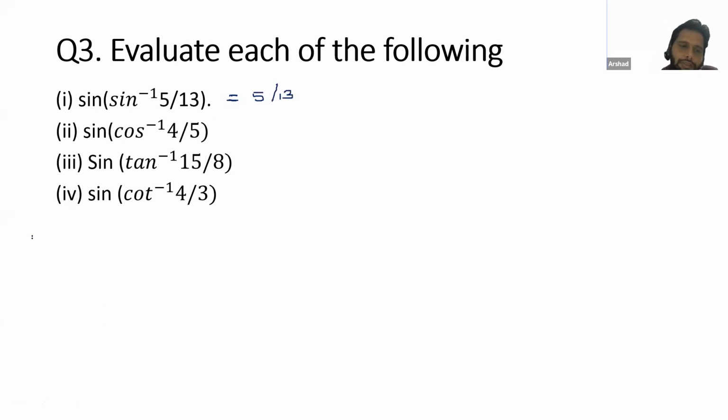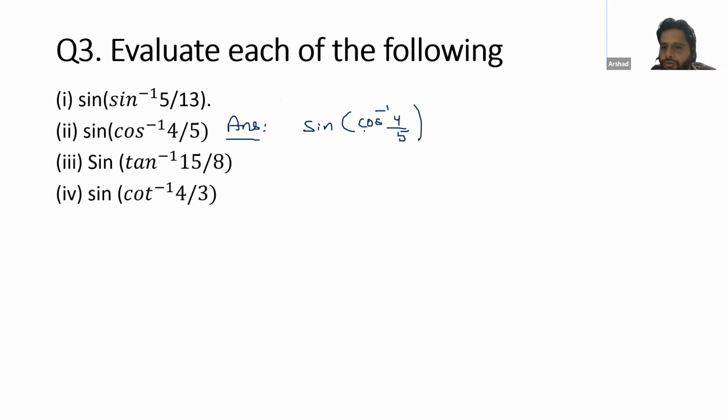But if you check this second question, now we are stuck. The question is sine of cos inverse 4 by 5. Here we are stuck because as per the formula, if this is sine, then inside this bracket you should have a sine inverse. So please check here. It is a very important method: change cos inverse to sine inverse. Yes, we will do the same thing.